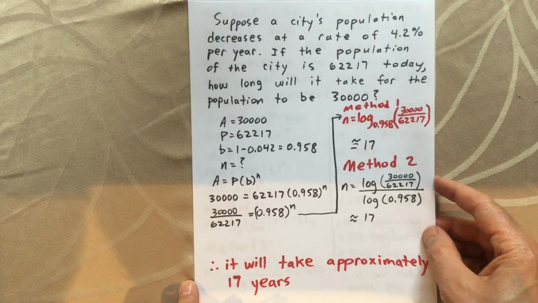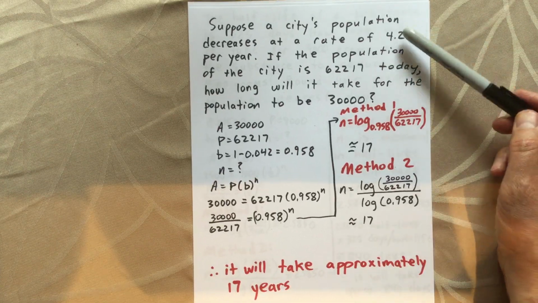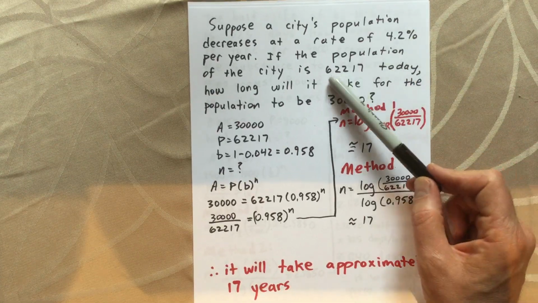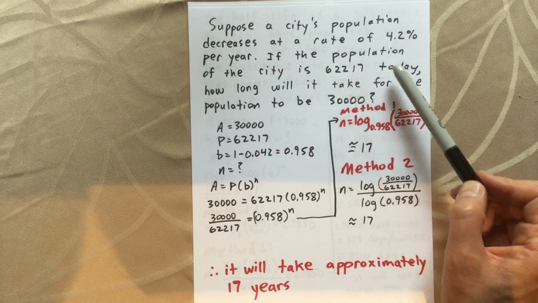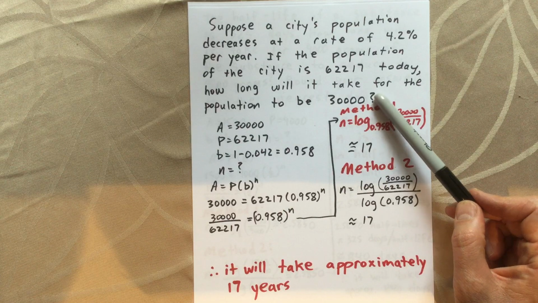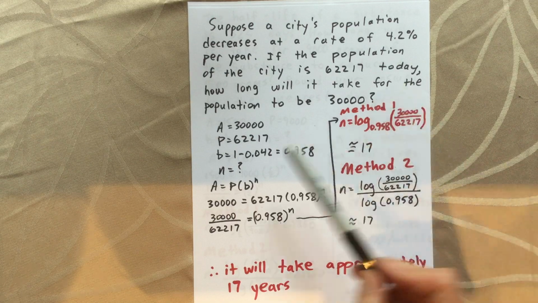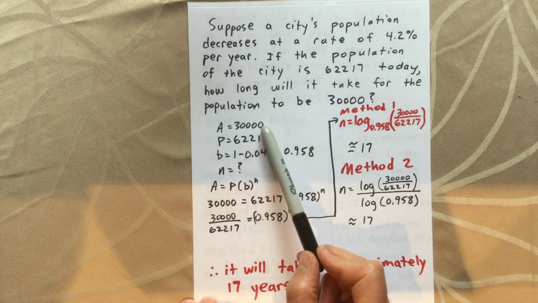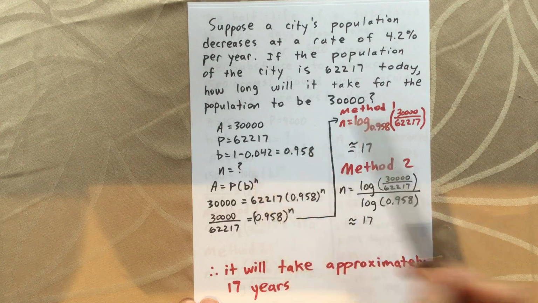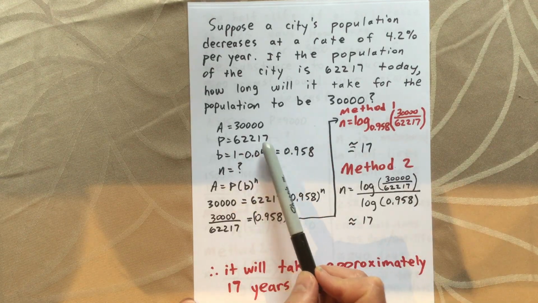Okay, in the next question, suppose a city's population decreases at a rate of 4.2% per year. Well, if the population of the city is 62,217 today, we want to know how long it'll take for the population to be 30,000. Well, this is a case of exponential decay. So the final amount is the smaller amount of 30,000. That's how much is after all the decay. The initial amount is 62,217.